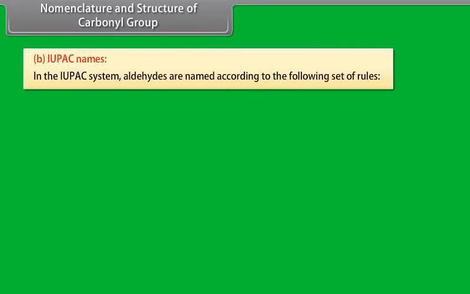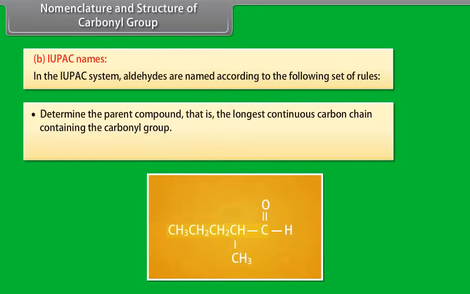The alpha carbon is the one which is directly attached to the aldehydic group. In common system, ketones are named by using the names of alkyl groups attached to carbonyl group followed by the word ketone.